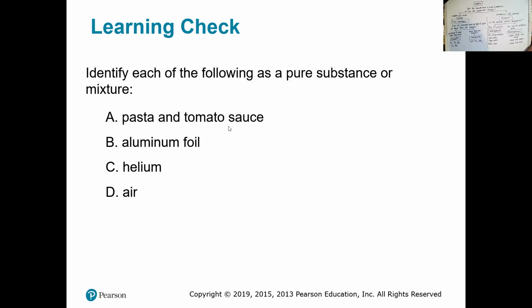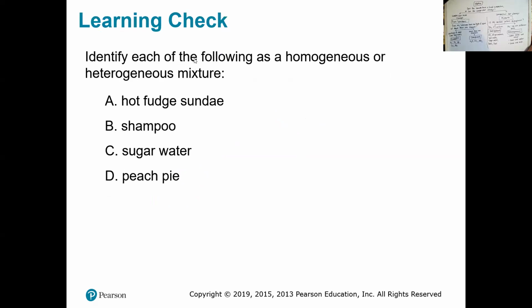All right. Next one. Again, they're asking us for more classification. This time we're doing homogeneous versus heterogeneous for each of these mixtures. And for the mixtures, you're trying to look for uniformity. That's what's going to determine whether something's homogeneous or heterogeneous for a mixture.